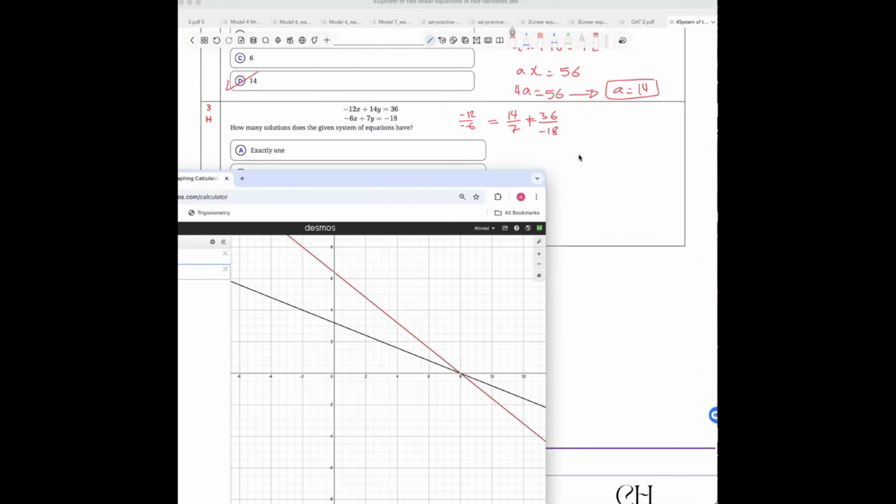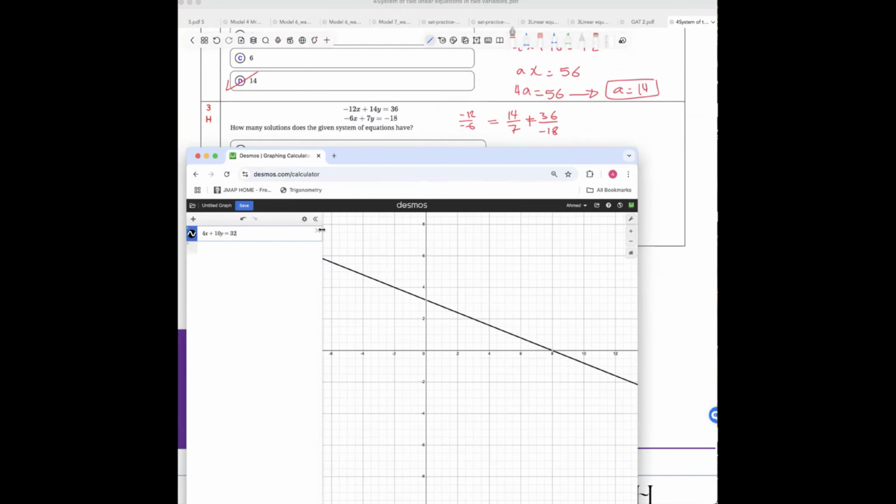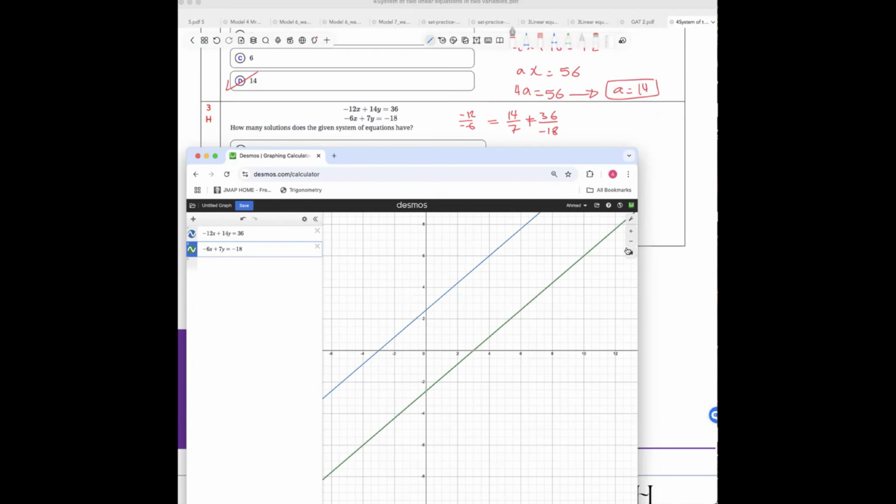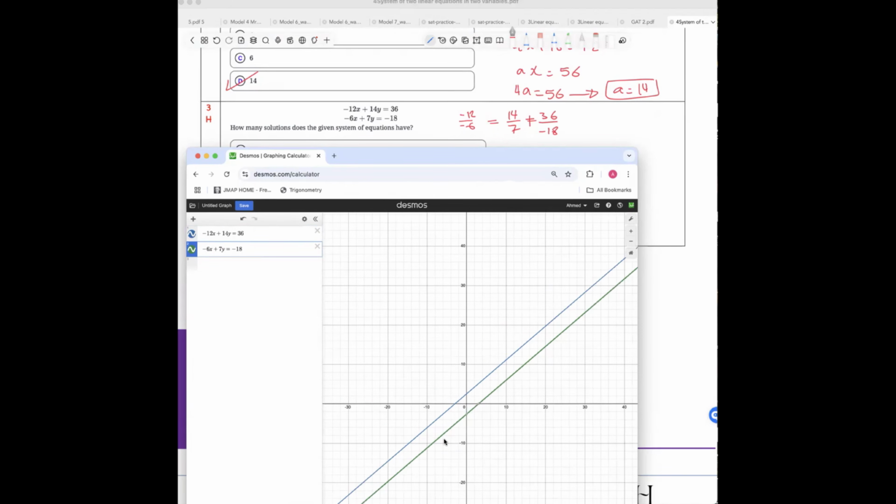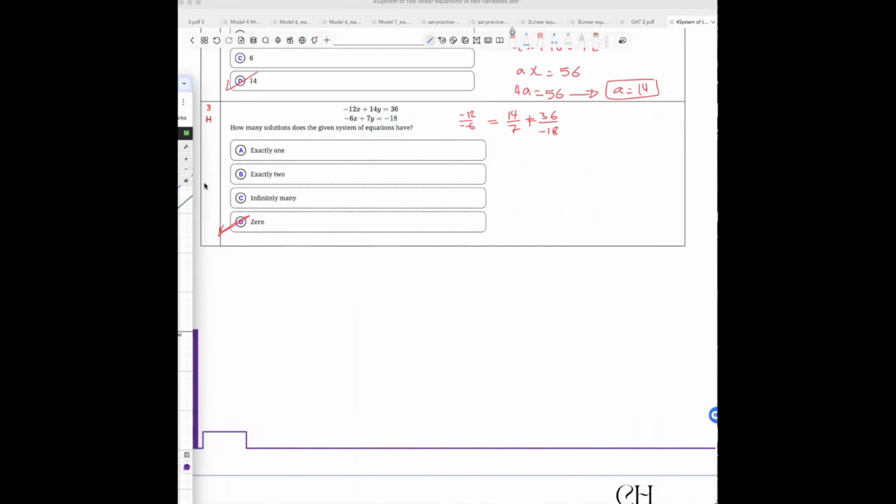Also, you can use Desmos to answer this question. You can just graph both lines like this, negative 12x plus 14y equals 36. This is the first one. The second one will be negative 6x plus 7y equals negative 18. Yes, we can check that. Two parallel lines, so there are no points of intersection, so the number of solutions equals 0. So the answer is D.